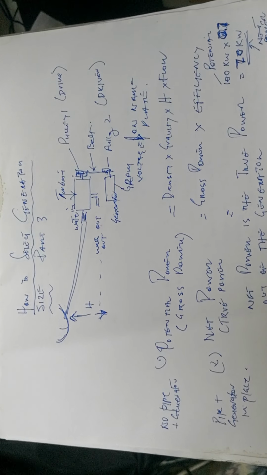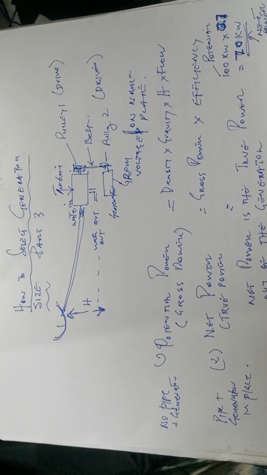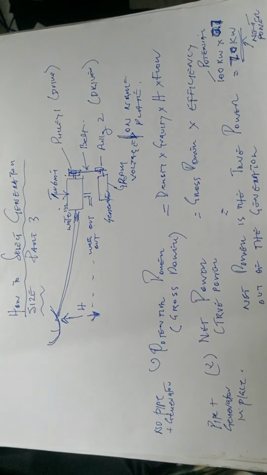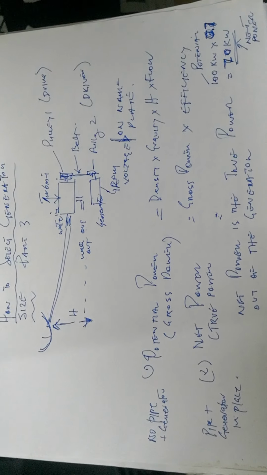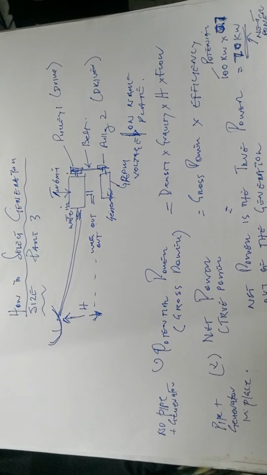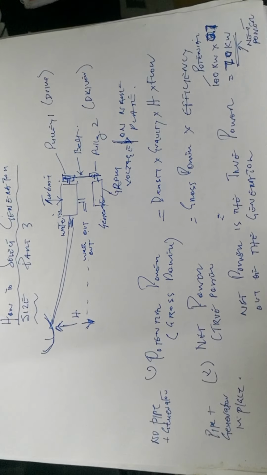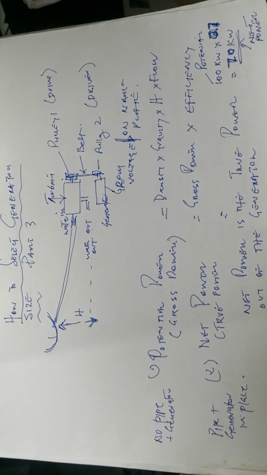Are you looking at the diagram I am drawing below? This is now part 3, how to select the generator after you work out the potential power. You back up and buy one generator matching this data. Okay, you are looking here.